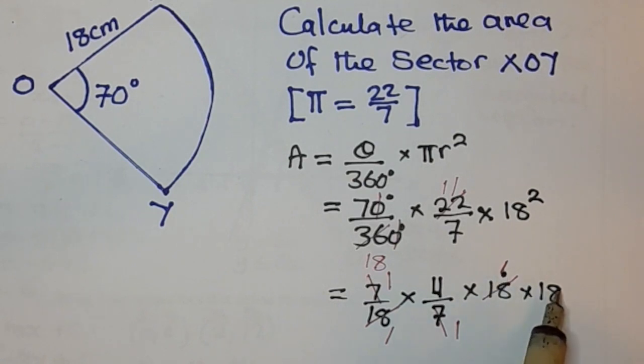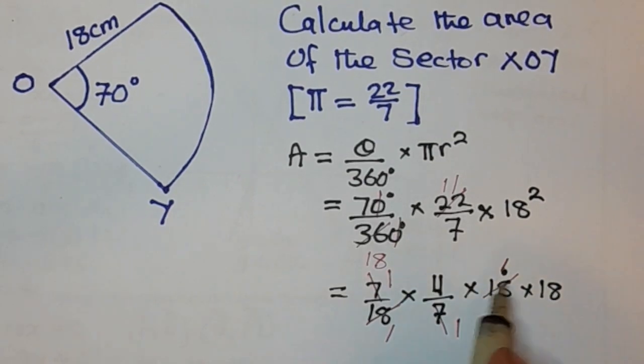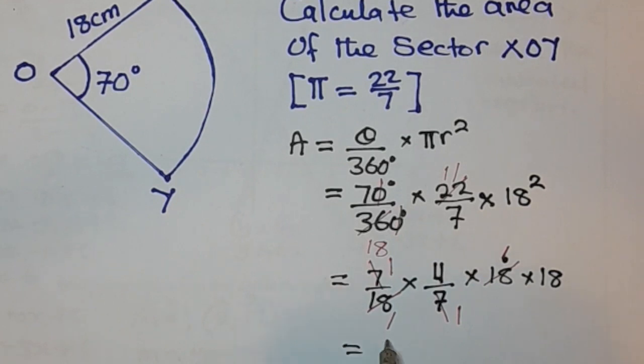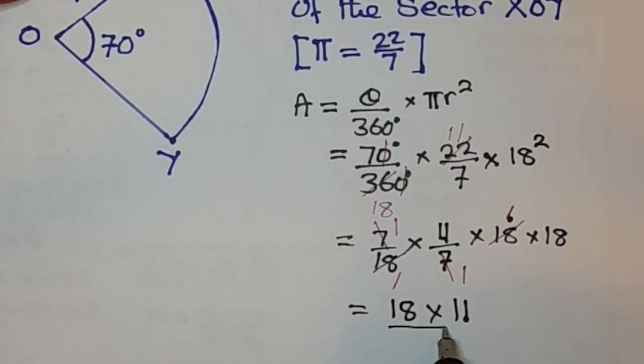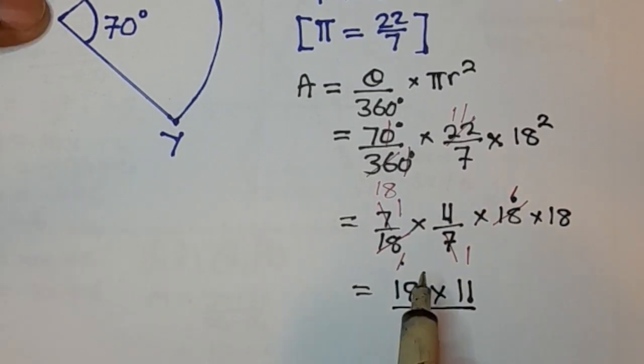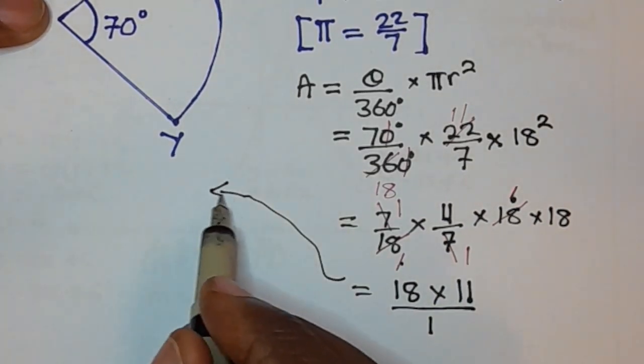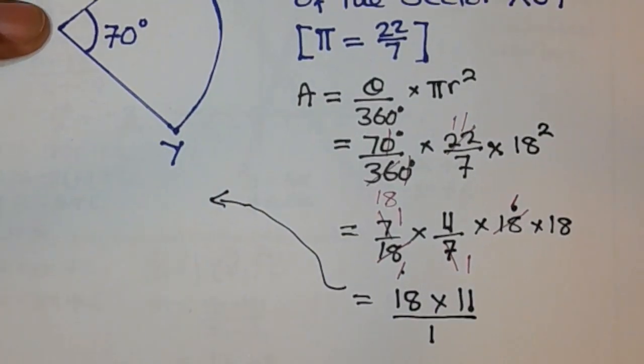11 times 18. So on top here you have 18 times 11, or 11 times 18, which is just the same. Then over 1 times 1 is just 1. So because this is paper 1, let me just solve it from here for the sake of space.